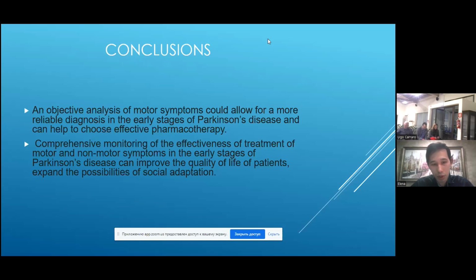And comprehensive monitoring of the effectiveness of treatment of motor and non-motor symptoms in the early stages of Parkinson's disease can improve the quality of life of patients and expand the possibilities of social protection.